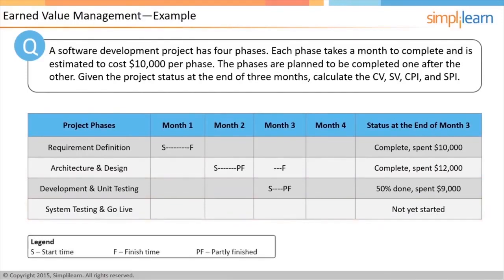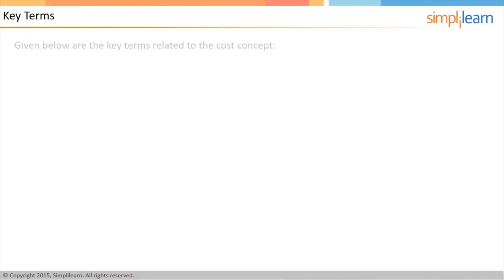Note, S indicates start time, F indicates finish time, and PF indicates that it is partly finished at the end of the month. Based on the above information, calculate the CV, SV, CPI, and SPI of the project. Let us look at a solution in the next screen.